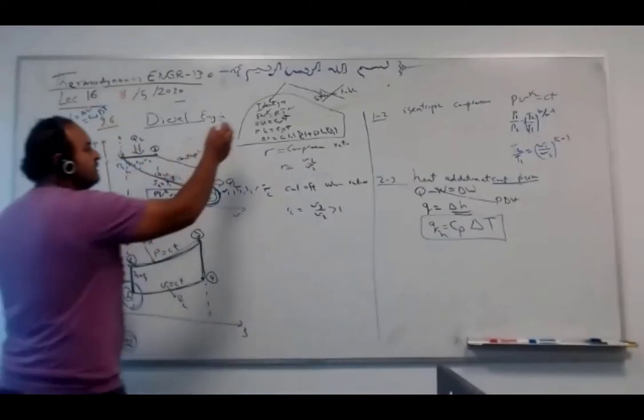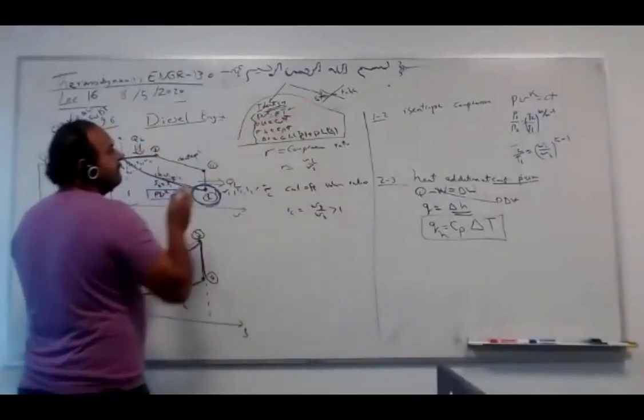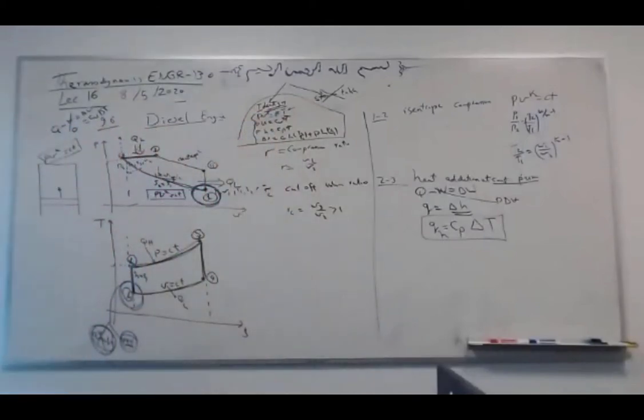So ideal gas, do not forget this. From two independent intensive properties, you can get everything. Okay? Okay, guys? Usually P and T, or P and V, so you can get the rest.